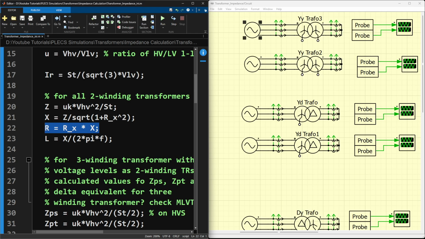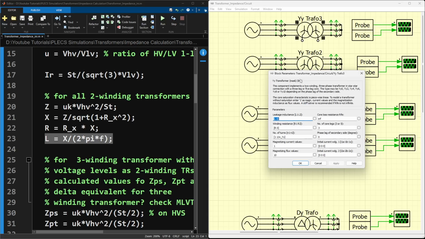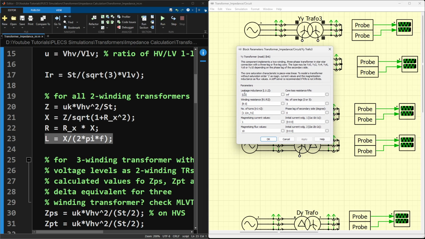And using this relationship, we can find the resistive part, and the inductance is calculated using this relationship. So if you go to the first transformer, which has a star-star connection vector group, and go inside it, we see in the specifications the leakage inductance L1 and L2. L1 is the primary side and L2 is the secondary side inductance. Similar for the resistive parts.